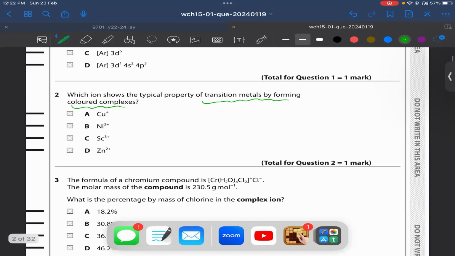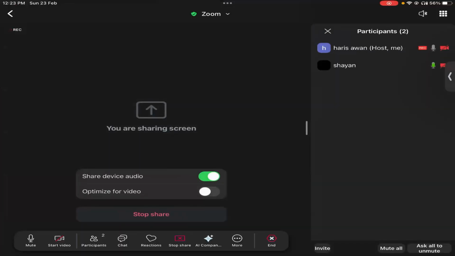Yes. So just give me a minute. Let me just connect my charger. Right. Just give me a minute. Okay. It's very low.